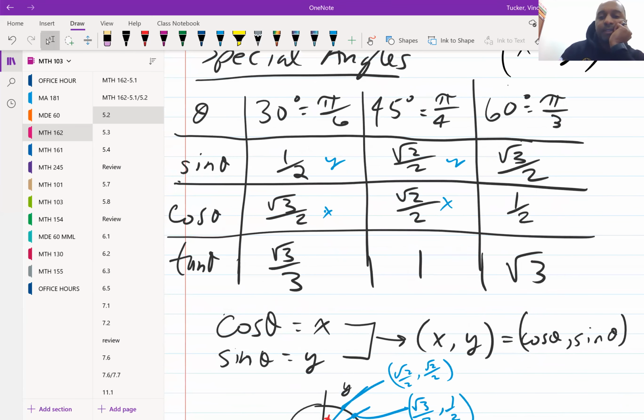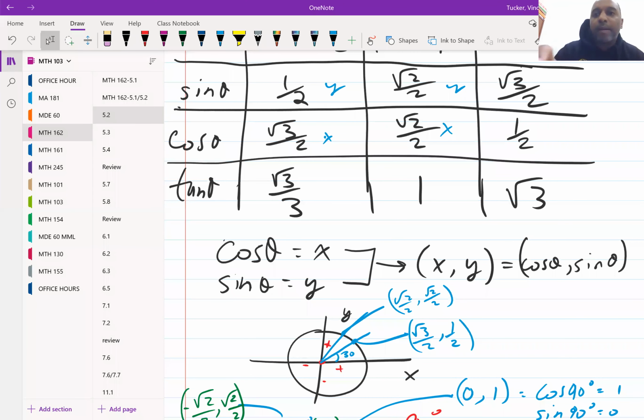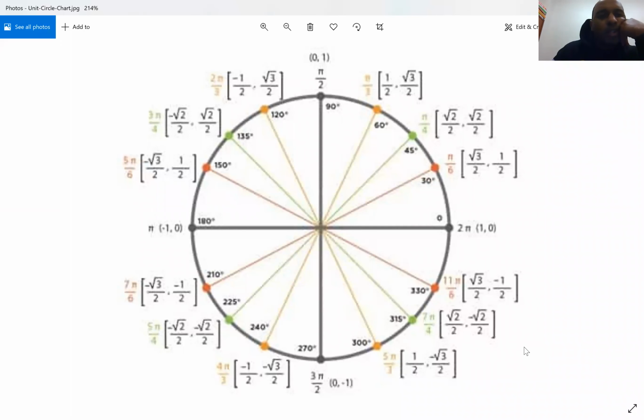Oh, I wrote it down right here. Okay. Let me see if I can find a good copy of the unit circle. So just reference the chart real quick.